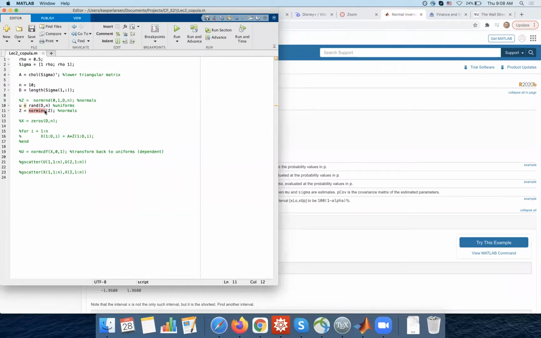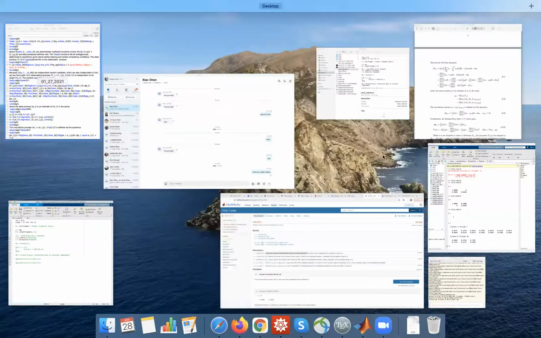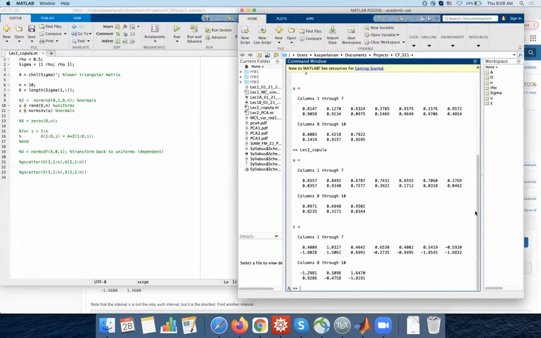By calling that, I'll plug in all the uniforms that we just sampled and see how that looks. Inside u is where I have the uniforms. Inside little z is where I'll have the standard normals. When I run it in MATLAB, you can see the uniforms are numbers between 0 and 1, but when I transform them into normal samples, I'm going to get numbers between minus infinity and plus infinity, clustered around 0.